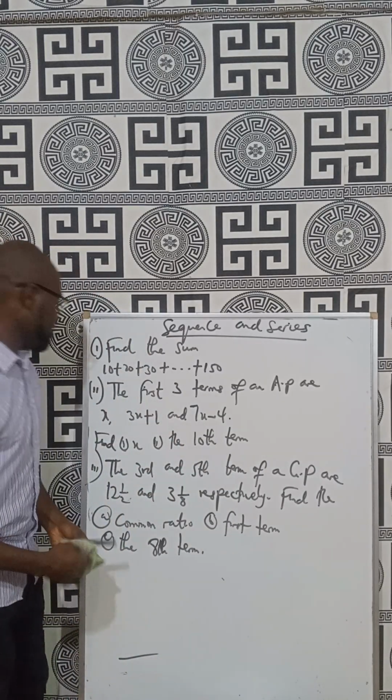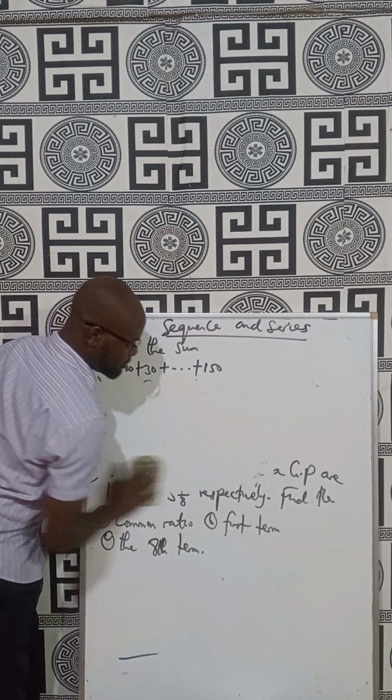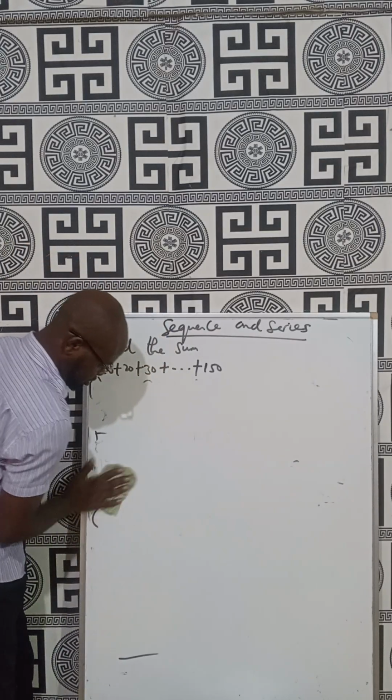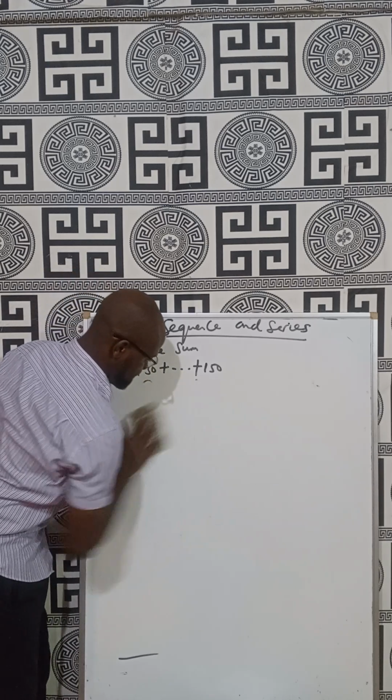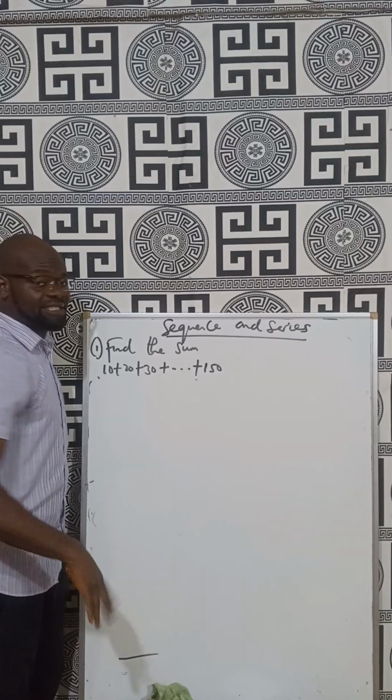So the first one says what? Find the sum. Now, how do we get this sum easily without adding it manually?